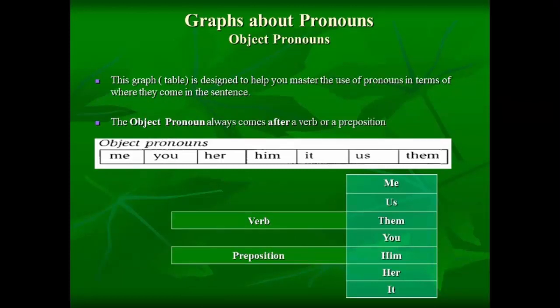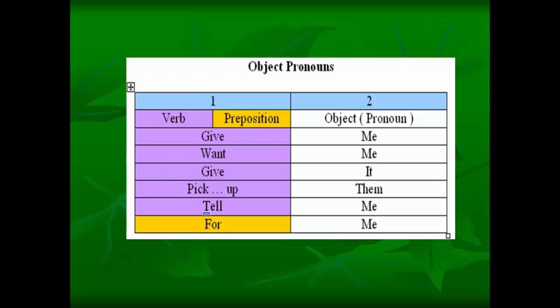So the object pronoun always comes after a verb or a preposition. So object pronouns are me, you, her, him, it, us, and them. Okay? After a verb and a preposition, these pronouns come in. Okay?